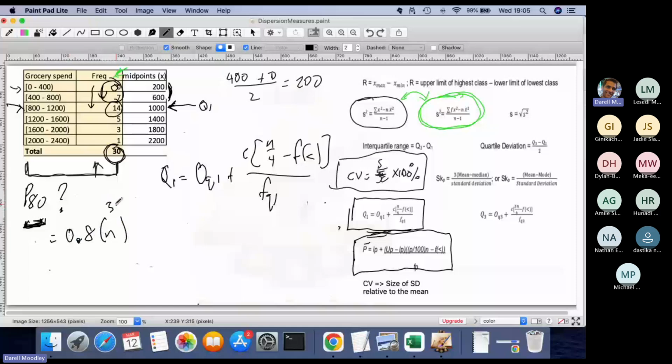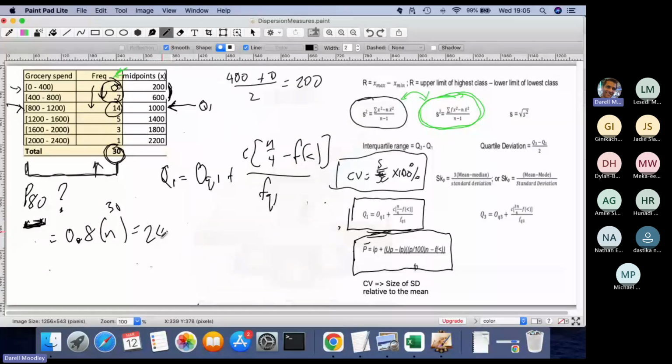Now N is 30. So if you work that out, 0.8 times 30, we get 24. So we get a perfect whole number, so there's no rounding needed. What we're saying is, where is the 24th person?